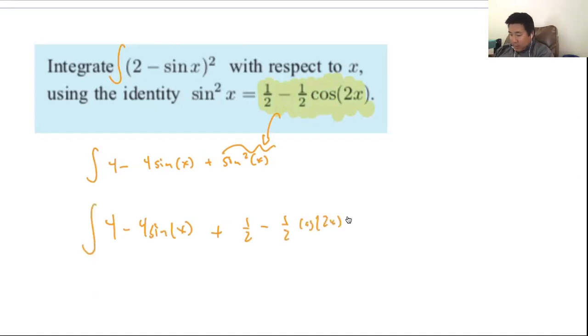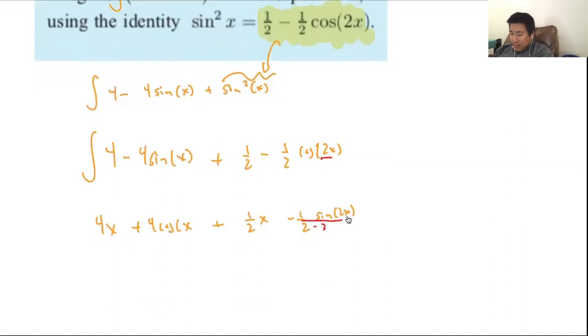Take the integral. So 4x plus 4 cosine x plus 1/2 x minus 1/2 sine 2x times the derivative of the inside, which is 2 times 2 on bottom. So is that 9 over 2x plus 4 cosine x minus 1/4 sine 2x plus c.